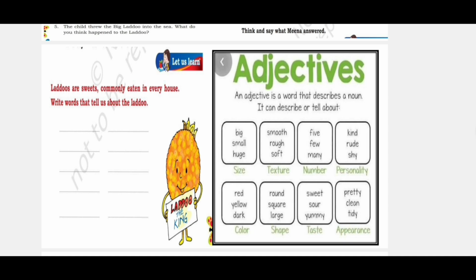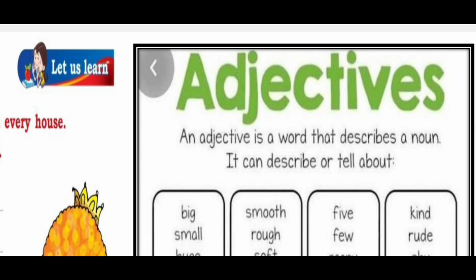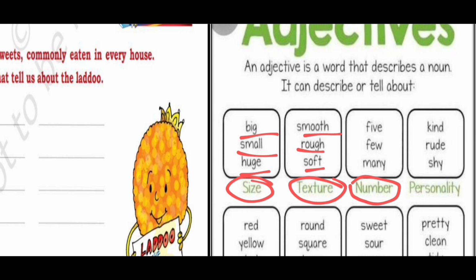Look over there. Adjectives. What is an adjective? An adjective is a word that describes a noun. It can tell about the size: big, small, huge. Then the texture. What does texture mean? How it feels in your hand: smooth, rough or soft. Next, it will tell you the number, like how many are there? Few, many, or the number like 1, 2, 3.